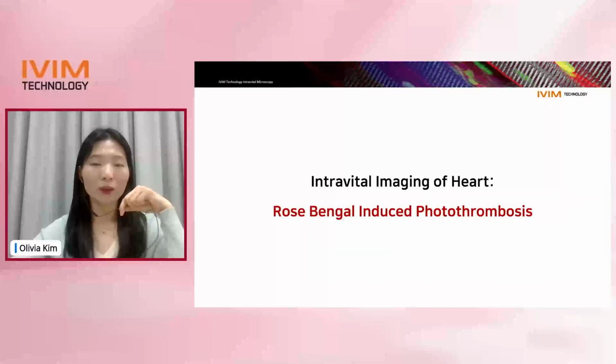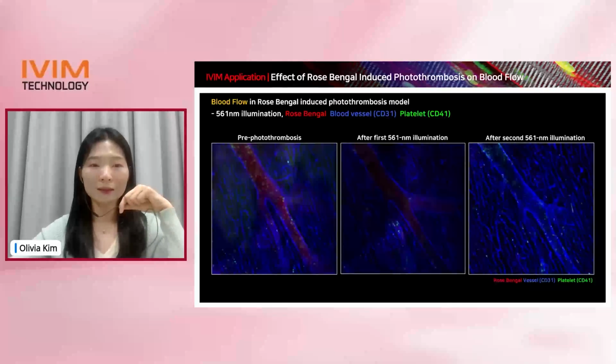The next model we used is a photothrombosis model. In this model, Rose Bengal is injected and activated by targeted light illumination, generating reactive oxygen species that induce endothelial damage and platelet aggregation, leading to localized thrombosis formation. Using this model, we were able to observe changes in blood flow velocity and platelet accumulation in real time. Specifically, we aim to test whether Rose Bengal can induce thrombosis in the heart and consequently alter blood flow. We also examined whether platelets accumulate within the blood vessels.